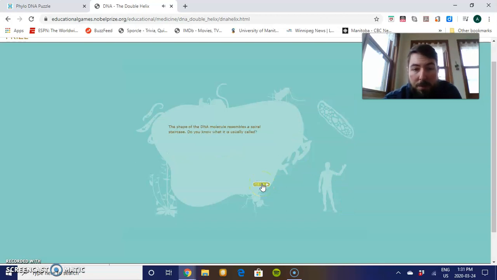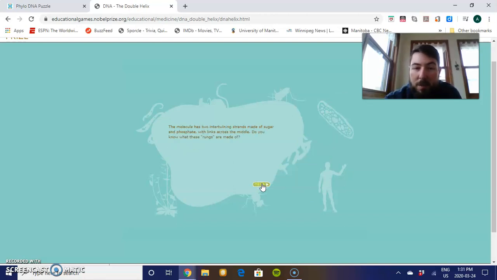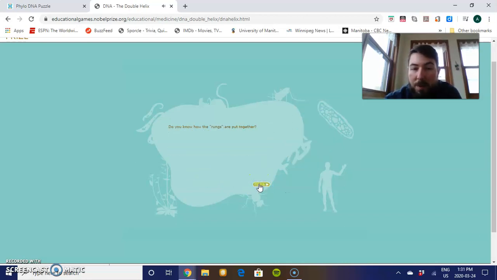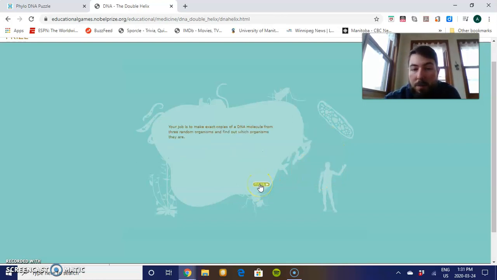Come on, there we go. So DNA is in a double helix shape. We talked about that. And then these are the four base pairs that we were talking about. And like it says, A always pairs with T, C always pairs with G. So you have to make exact copies of a DNA molecule from 3 random organisms and figure out which ones they are.